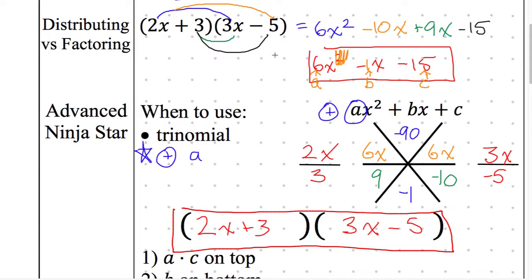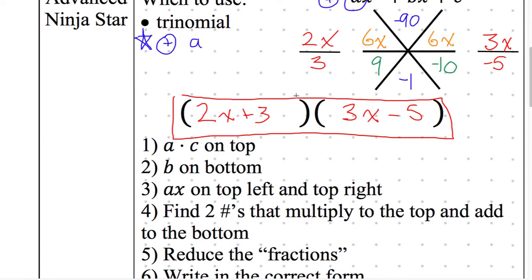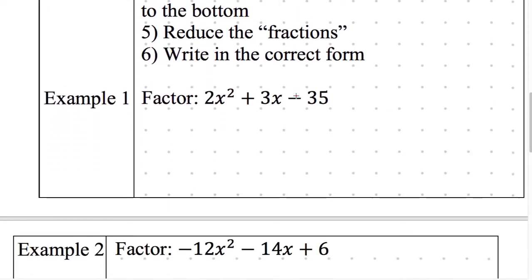So a few additional steps, and from here on out, even if I have a coefficient of 1 right here, I'm always going to be using Advanced Ninja Star since it will work on everything. It will work on the easy ones and the hard ones. Let's see if we can remember those steps.